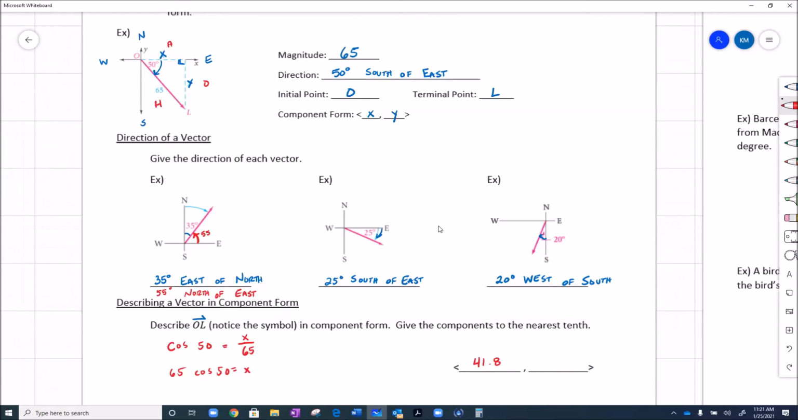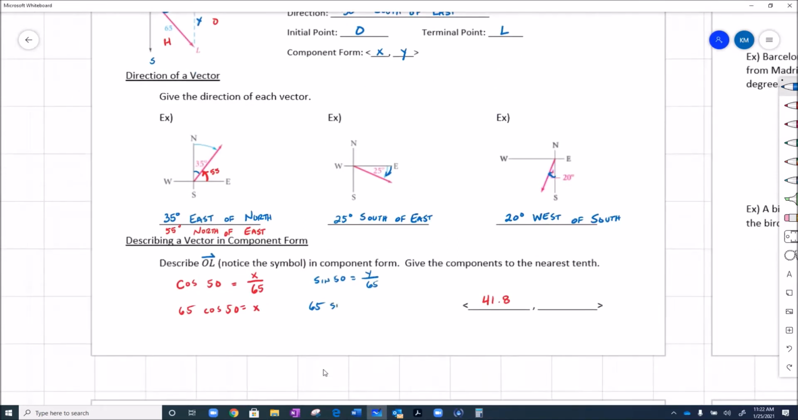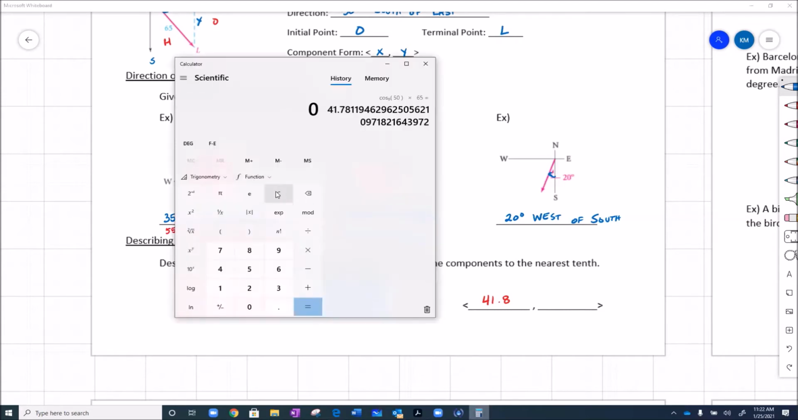Okay, so as we look for Y, it's the opposite side, hypotenuse. Opposite hypotenuse tells us we're using sine. So for Y, we'll say sine 50 equals the opposite Y over the hypotenuse, 65, and we'll do 65 times sine 50. Okay, so now back to our calculator. Sine of 50 times 65, and that gives us 49.79, so it's 49.8.